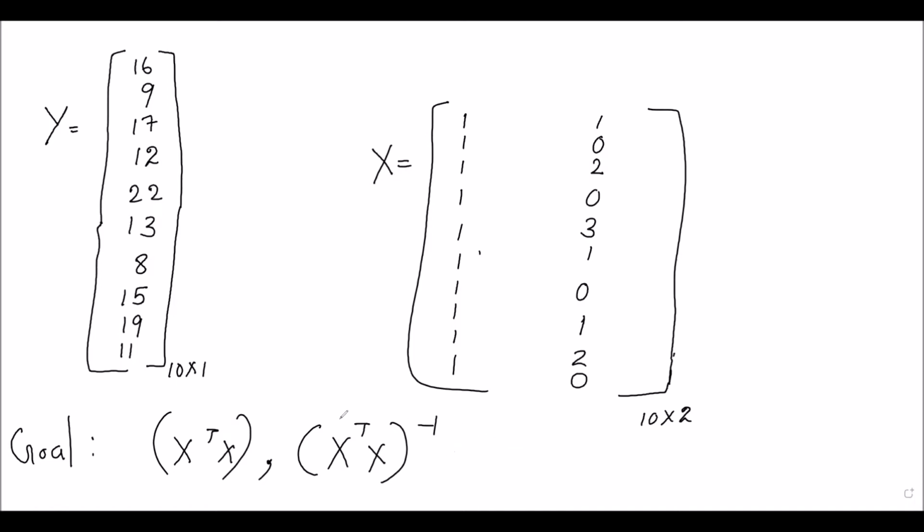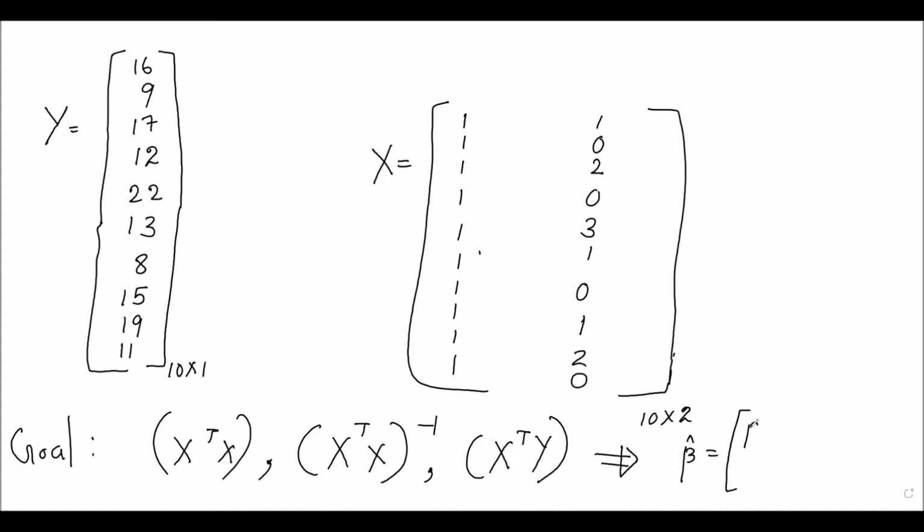It should be 2 by 2, because X transpose times X: the transpose of this times X is 2 by 2. So the inverse is also again 2 by 2. You can put that in the calculator and get it. And you have to compute X transpose Y, this quantity, right? And finally, you have to compute your estimated beta vector.